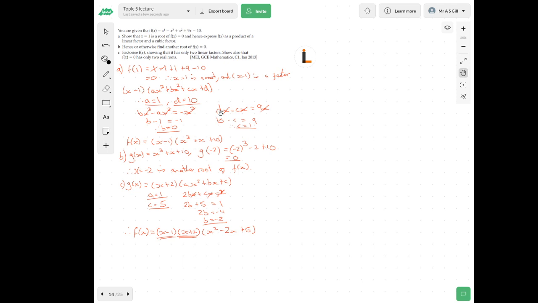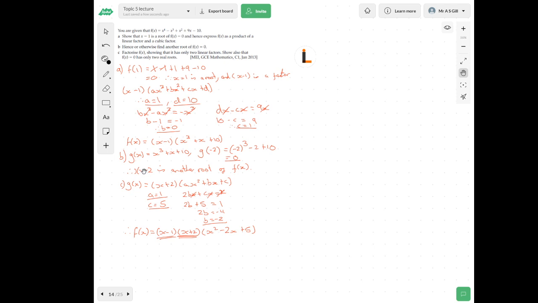So let's just take a second to read through this question again. Question C has two parts. First, factorize f of x. Once that's done, show that f of x has two real roots.